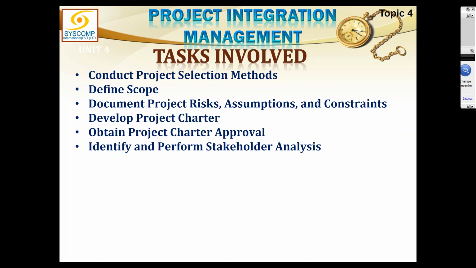So the next step is defining the scope. Next is document the project risks. This all is happening in the beginning, in the start. The project sponsor has come up with a scope which is to be written in the charter. He has also come up with some very high level risks, assumptions and constraints. And only then he was able to prepare the project charter. Then he obtained the project charter approval from whom? Who approves the project charter?